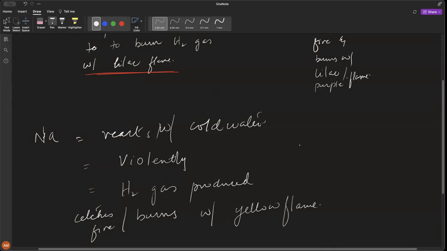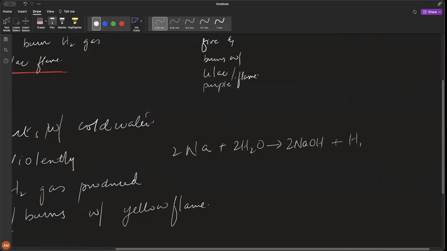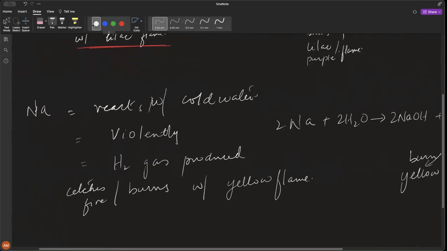All right. So the reaction is going to be like this: 2 sodium plus 2H2O gives you 2NaOH plus hydrogen gas. And this hydrogen gas burns with yellow flame. So in general, what is said? It is said that sodium reacts with cold water violently with yellow flame. This is what is said. You understand? Is this clear?